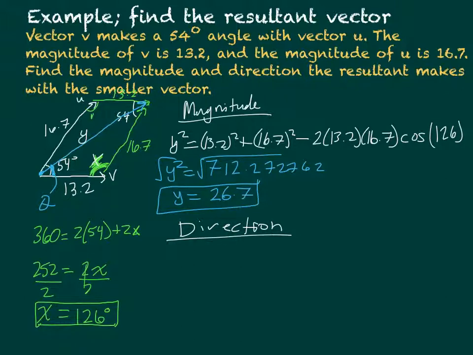And to do that, I'm going to use my law of sines. Law of sines is pretty simple. You could use law of cosines again, but it tends to be a little bit more difficult. So if I want to find theta, then I'm going to take sine of theta over my opposite side of that theta, which is 16.7, equals one of my angles I know, the angle 126 degrees, so it's going to be sine of 126 degrees over the opposite side, which is y, which we figured out to be 26.7.